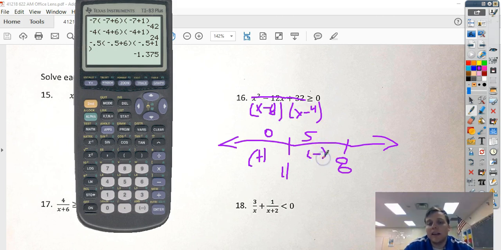No, Gabe, it does not necessarily switch each time, but I know each one of our problems so far has, but I guarantee you there are problems that do not. You just may never see one. So now let's do a number to the right of 8, such as 10. Plug it in. 10 minus 8, 10 minus 4, positive, positive.